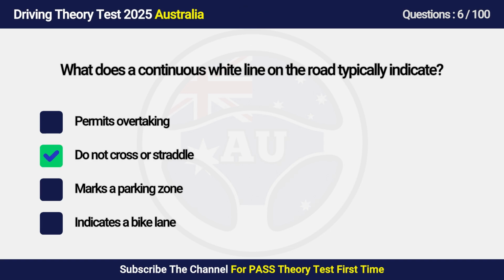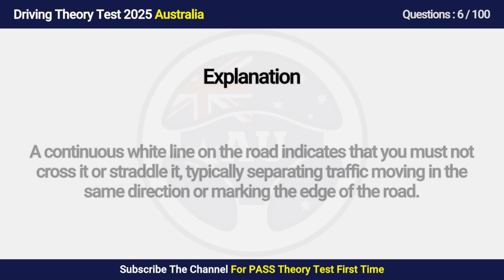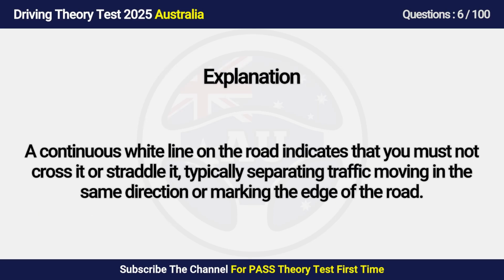Answer is B. Do not cross or straddle. A continuous white line on the road indicates that you must not cross it or straddle it, typically separating traffic moving in the same direction or marking the edge of the road.